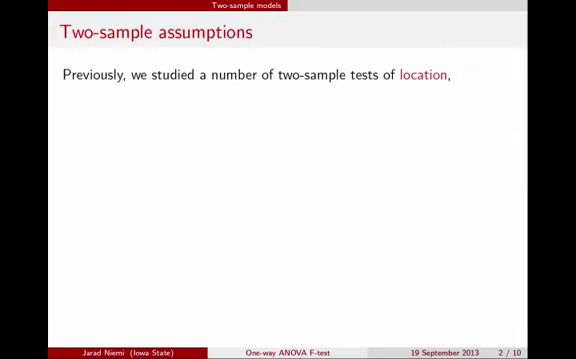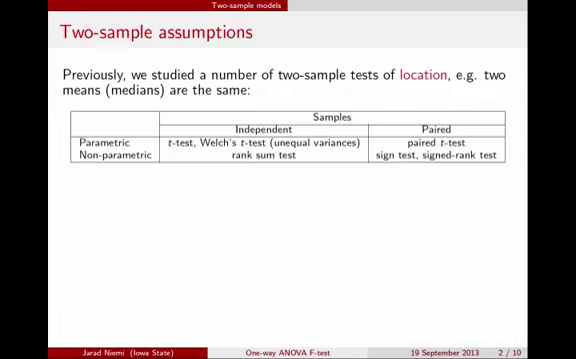So previously we talked about a number of tests that can be used in the scenario where you have two samples, and these tests were tests of location, typically stated in terms of means or medians. We can break these tests up into four different categories: by whether the tests themselves are parametric or non-parametric, and whether the tests are used on data that are independent or paired in these two samples.